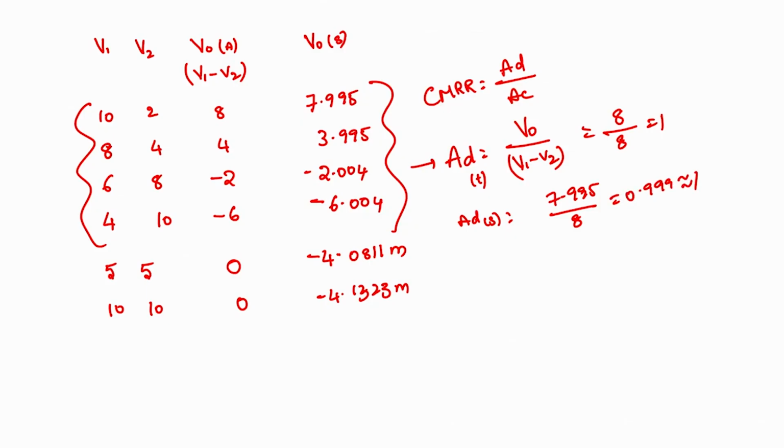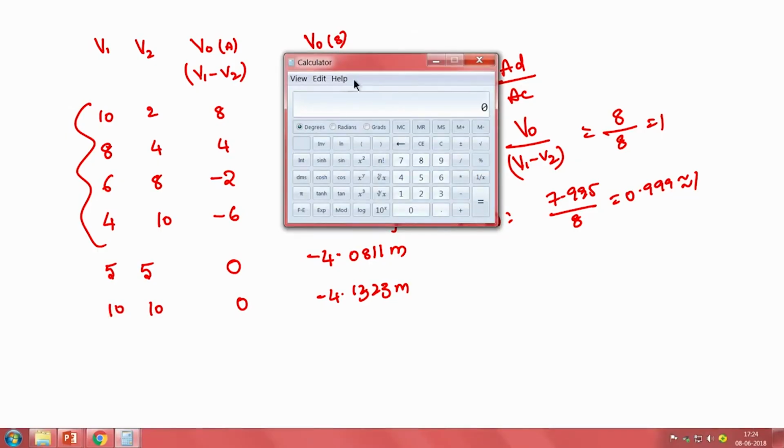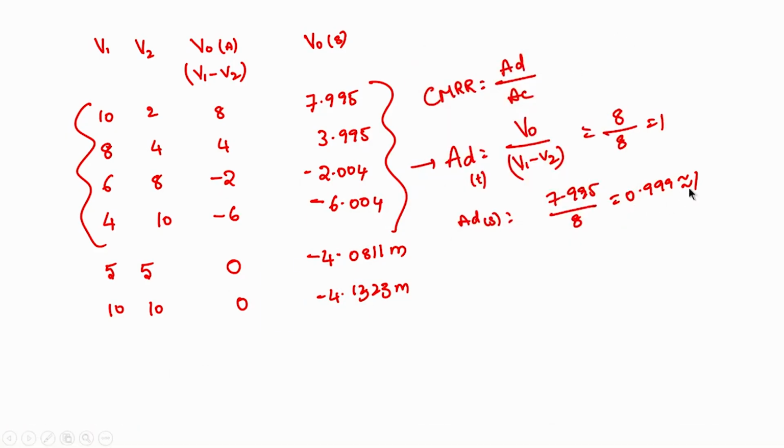I will take the next value too, I will take calci. So 3.995 divided by 8 minus 4, 0.998, so almost equal to 1, right? We are getting almost everything equal to 1. Now what about AC?